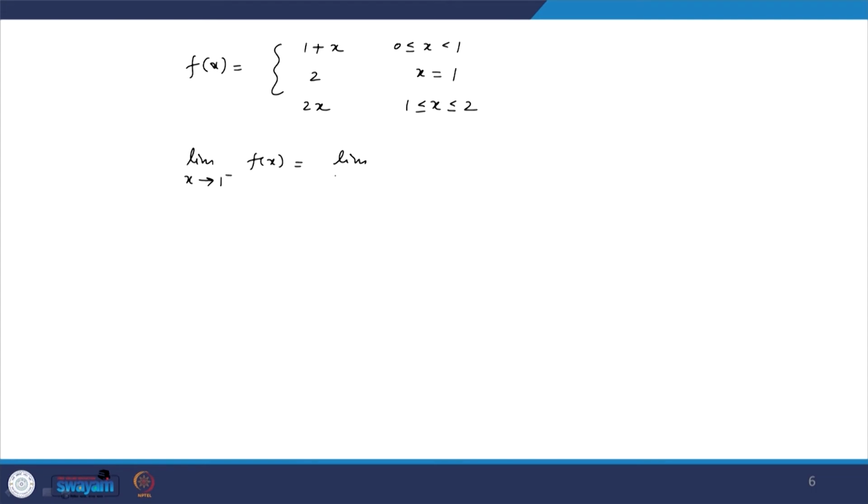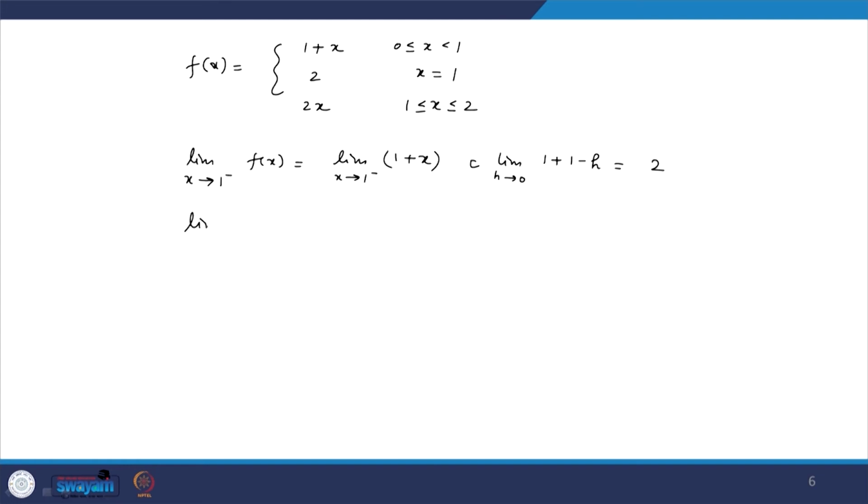Now, when x is less than 1, f(x) is what? 1 plus x, okay, and it is limit h tends to 0, we can replace x by 1 minus h. So, this is clearly 2.